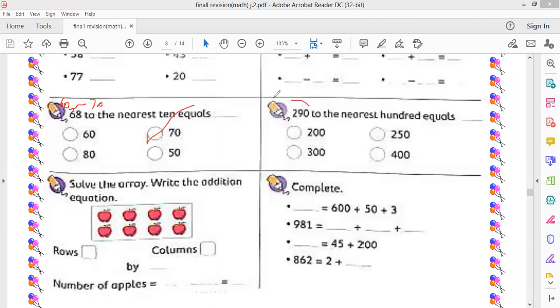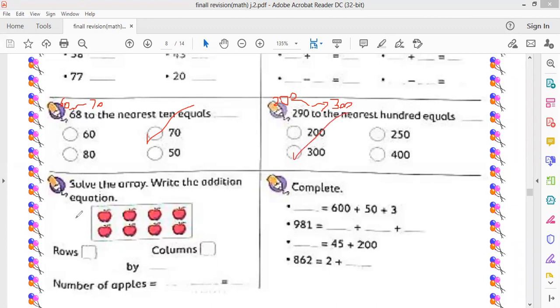290 to the nearest 100 equals what? The 100 before 200 and after 300. We have here 90, so we choose what? 9 is greedy, we choose 300.